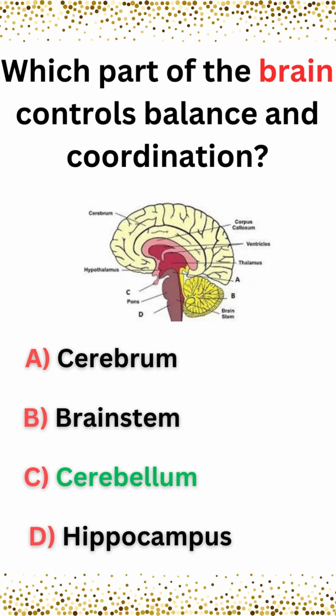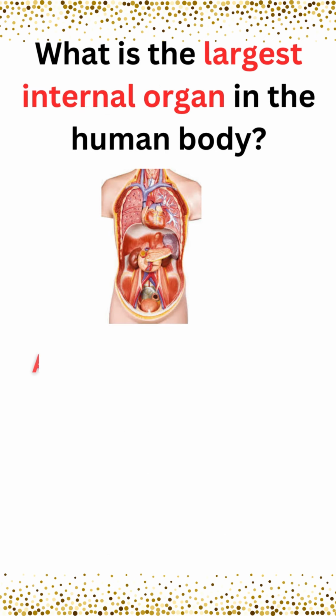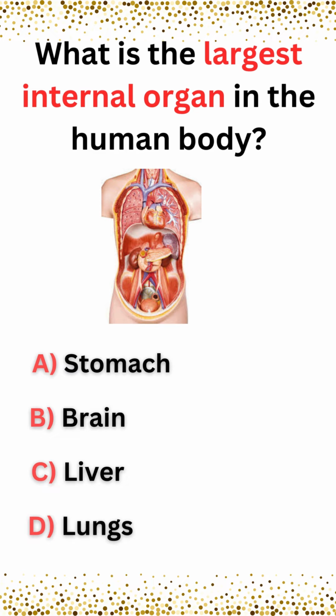The answer is cerebellum. What is the largest internal organ in the human body? Option A, stomach. Option B, brain. Option C, liver. Option D, lungs.